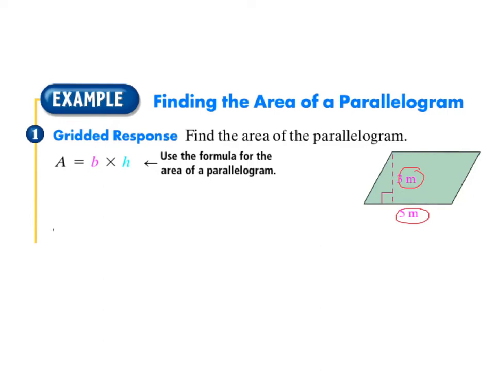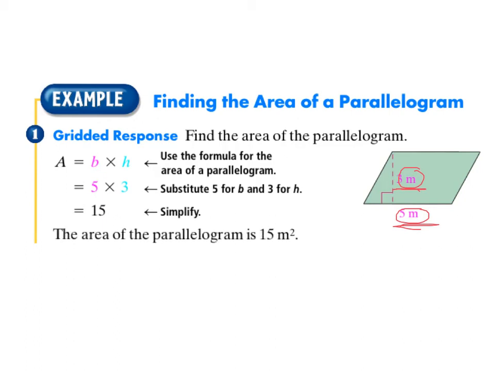So if we're going to take our formula, we're going to replace the B with our base measurement and the H with our height measurement. So the formula becomes A equals 5 times 3 if we substitute both the B and the H with the values we're given. So that's a very simple multiplication, so we know that our area is 15. So the area of the parallelogram is 15 meters squared.